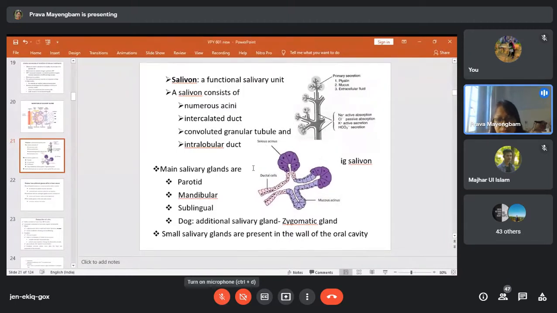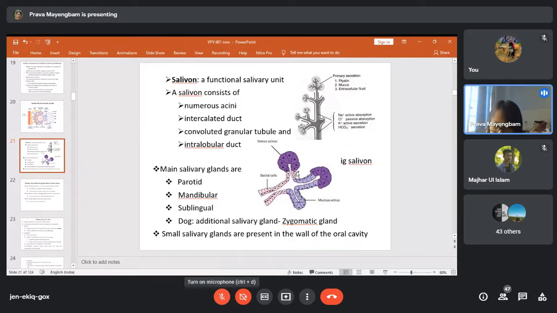Okay, can you see this figure? If we enlarge this figure, it will look something like this. So this is one acinus, and this is another acinus. Many acini will be present in the salivary unit, in one salivon. That means numerous acini will be present.